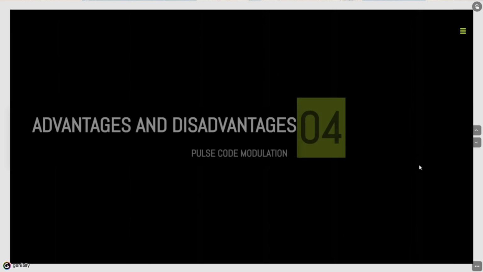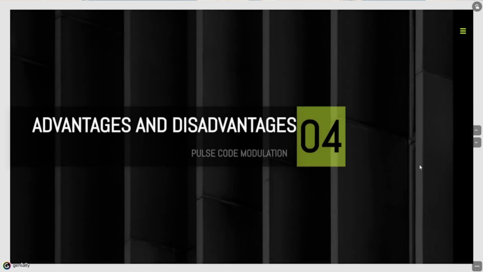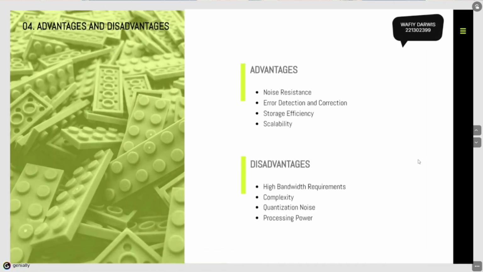So now let's talk about the advantages and disadvantages of PCM, of pulse code modulation. In these slides, we have four advantages and four disadvantages. The first advantage is noise resistance. Digital signals are less affected by noise and distortion during transmission. The next one is error detection and correction. It allows for advanced error checking methods to ensure data integrity.